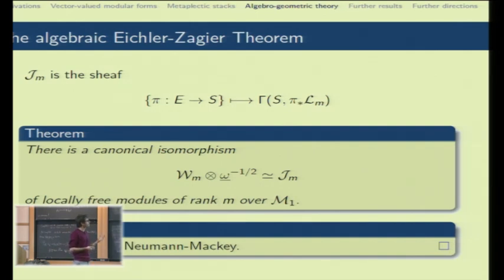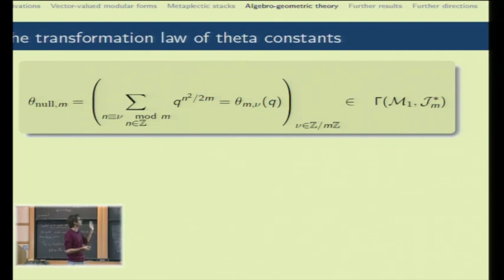Now, why do I put so much emphasis on this theorem? Because it really gives you the transformation law of theta functions in a purely algebraic way. How does that come about? Now, remember, you have this theta null vector, which you can define in a purely algebraic way. I just wrote it as a q-series to remind you of the origins of it. But really, theta null is a completely algebraic geometric object that lives in the dual of J_M.